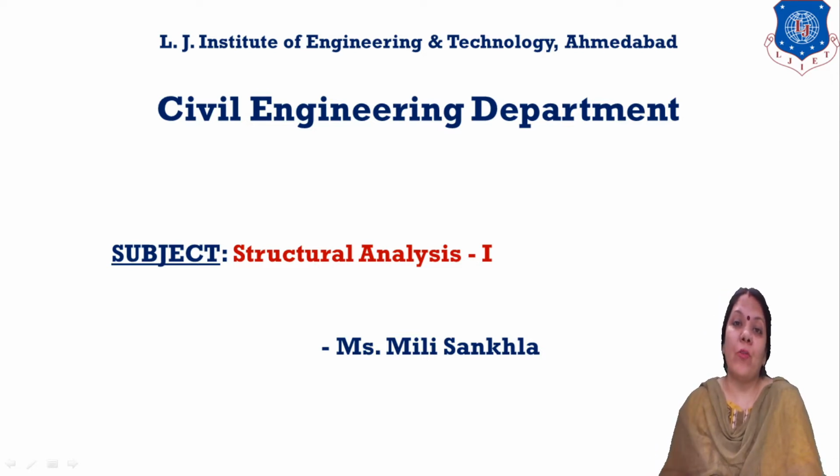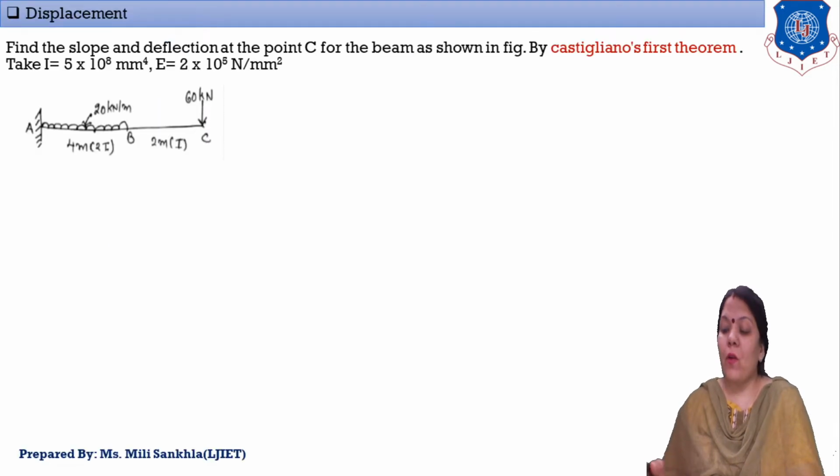Today in our topic, slope and deflection by the displacement method, we solve the example of Castigliano's theorem 1. Okay, now our second example. In the first session we solved the example of an overhanging beam, and in this session we solve the example of a cantilever beam. Different type of beam we solve. Now first of all, read the data.